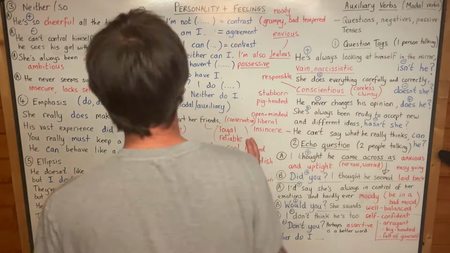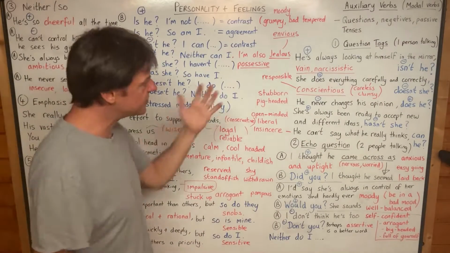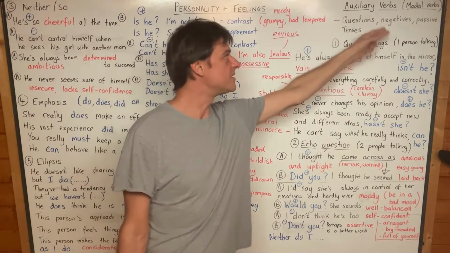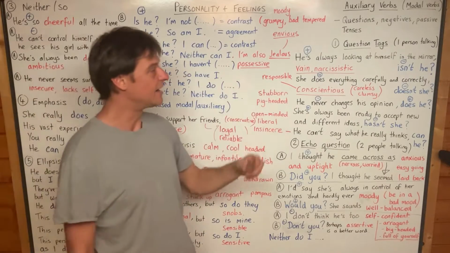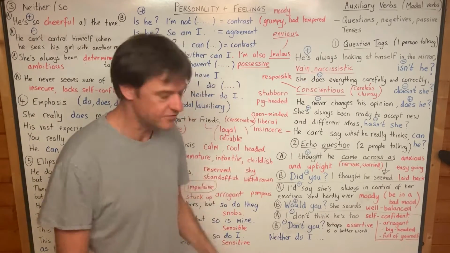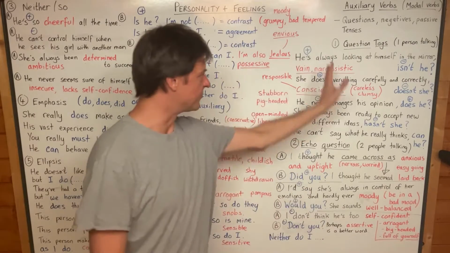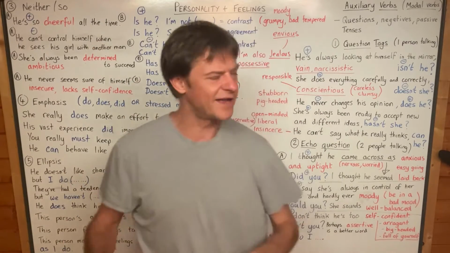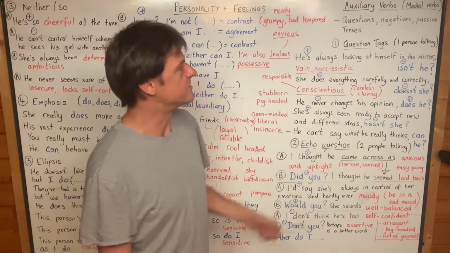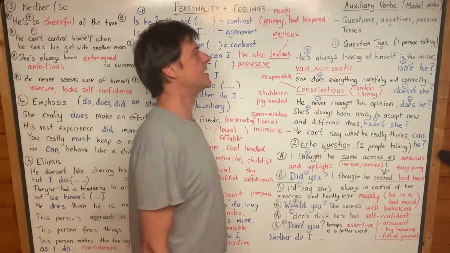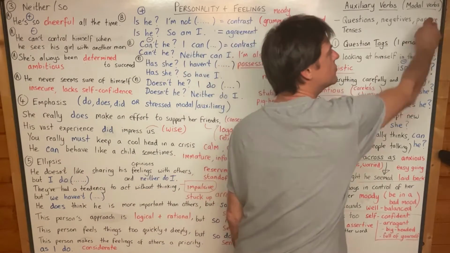Okay, welcome to a quick lesson on personality and feelings. We're also going to study auxiliary verbs because there are at least 5 different reasons that we use auxiliary verbs. Sorry that I've put them on this side and then this side, I don't know why. But we've got 5 different reasons, and actually auxiliary verbs include modal verbs.